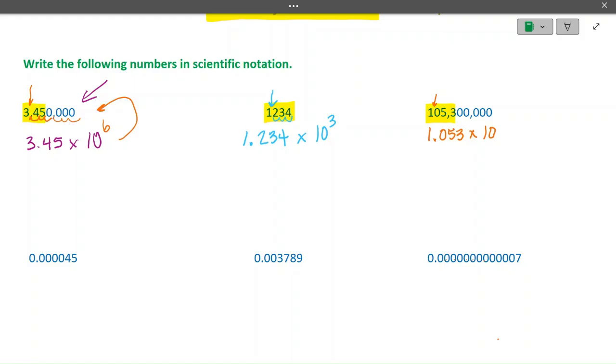I'm going to show you a shortcut for counting spaces. So I know that I've got 3 here, I've got 3 here, so that's 6, and then I've got 2 more, that's 8.